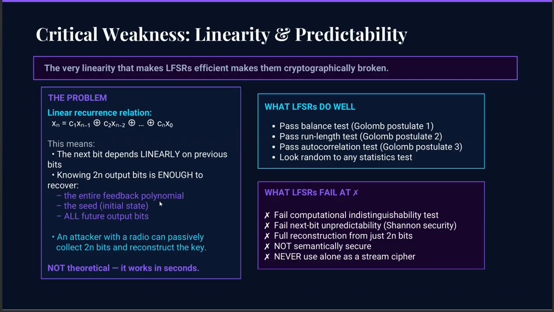This means a huge period alone does not guarantee security. Even though the LFSR passes statistical randomness tests and appears random to humans, it completely fails computational unpredictability. And once unpredictability disappears, security collapses. This is exactly the reason why single LFSRs are considered cryptographically broken.